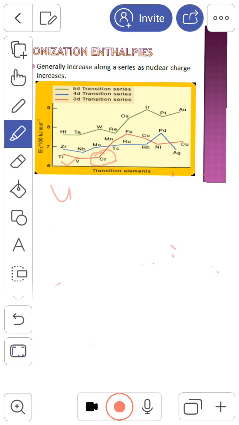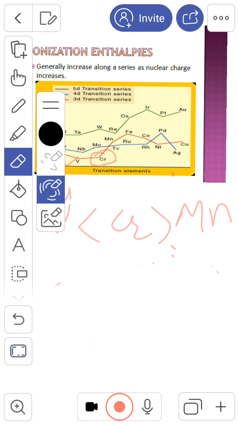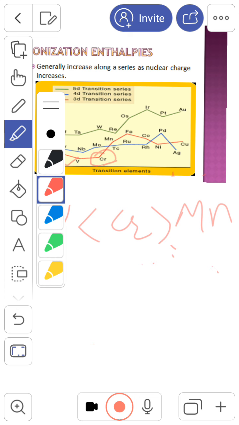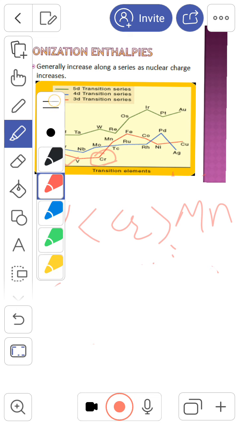For example, the second ionization enthalpy from chromium to manganese and from copper to zinc. The second ionization enthalpy of vanadium is lower than chromium, and chromium is higher than manganese. The second ionization enthalpy of chromium is higher than vanadium as well as manganese.